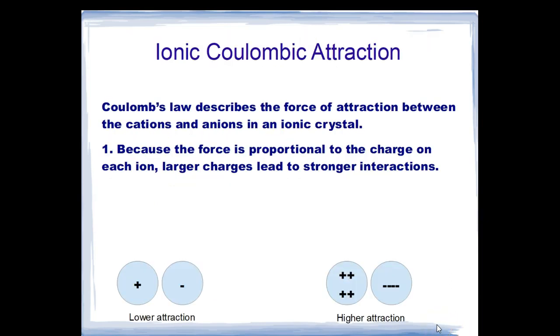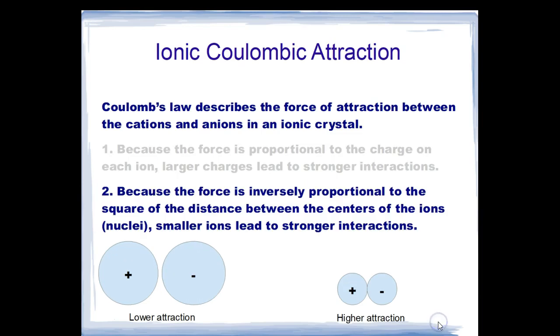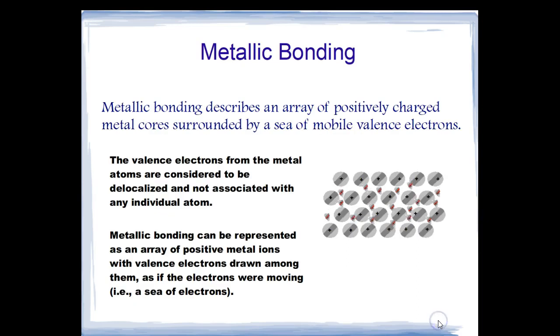Coulomb's law describes the force of attraction between cations and anions in an ionic crystal. The force is proportional to the charge on each ion, so larger charges lead to stronger interactions, and if you're thinking in terms of the distance effect, the force is inversely proportional to the square of the distance between the centers of the ions. Therefore, stronger attractions can be found between the smaller cations and anions.